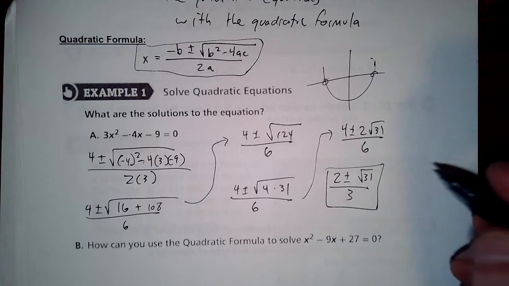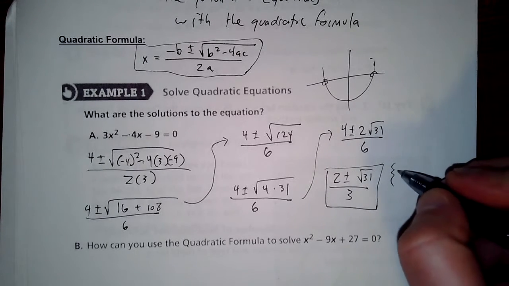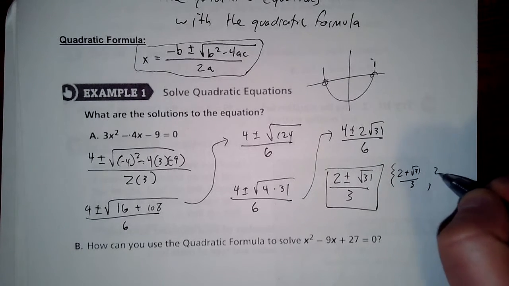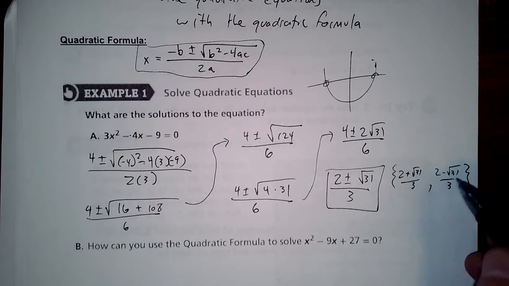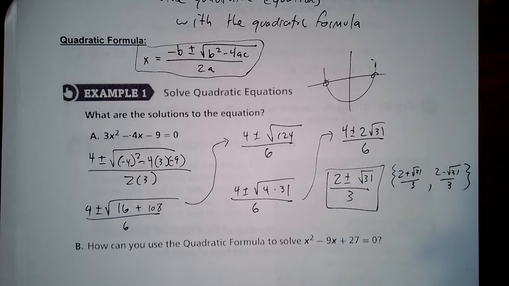Sometimes they'll say write it as a solution set. And if they say do that, they'll put the little funky bracket up there, and they'll say, okay, so you have 2 plus root 31 over 3, and you have 2 minus root 31 over 3. It's saying these are my two solutions. But most of the time, you can actually write it like this. And I usually write it like this because it's just a shorter, simpler way to write it.